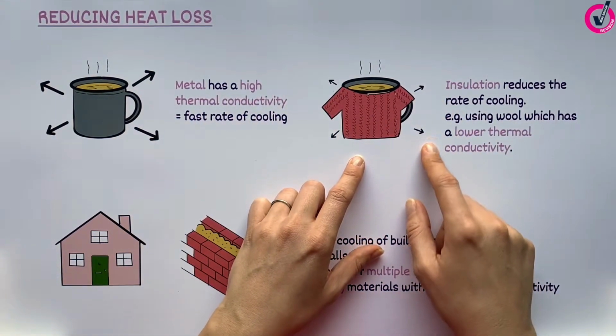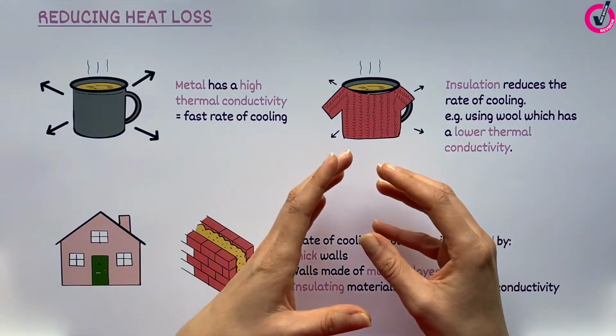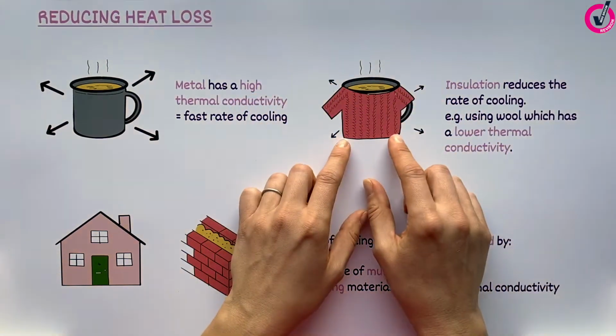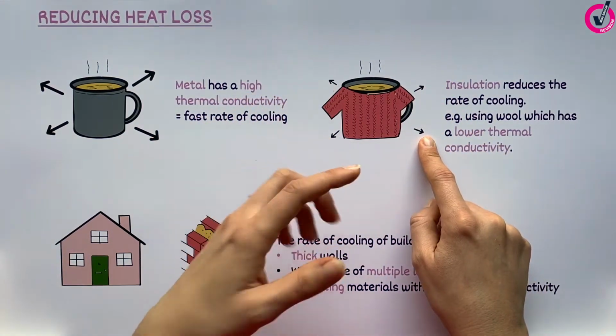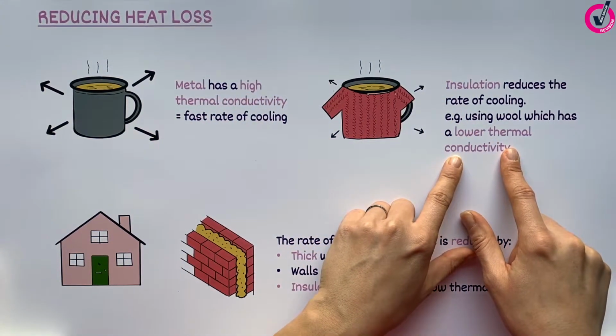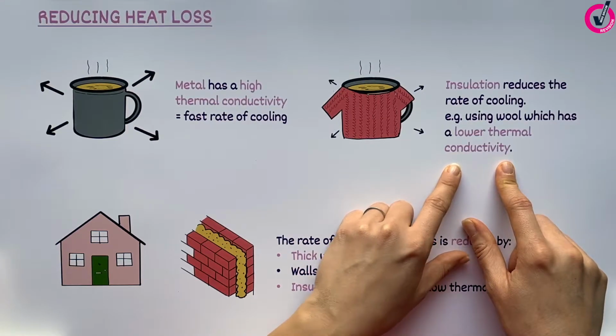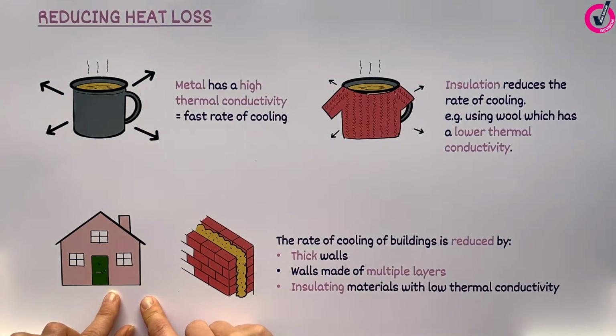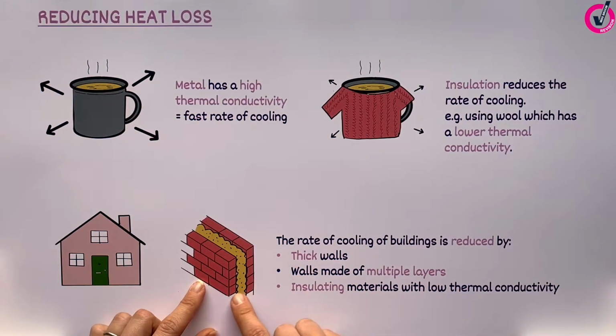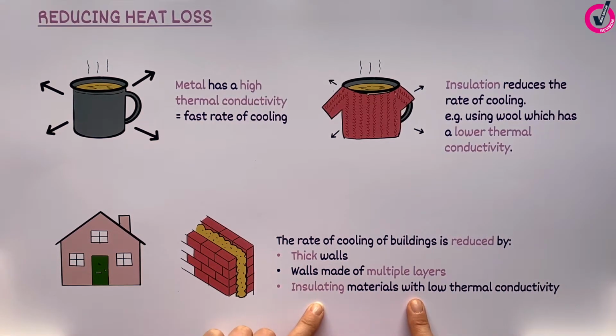I can use insulation as a way of stopping energy being dissipated. If I wrap my mug in a nice knitted wool jumper, it would reduce the rate of cooling, because wool has a lower thermal conductivity than metal. We can use this idea in our homes to stop too much energy being dissipated to the outside in winter. The walls of our homes can be made to be thick, with several layers, and using insulating materials that have a low thermal conductivity.